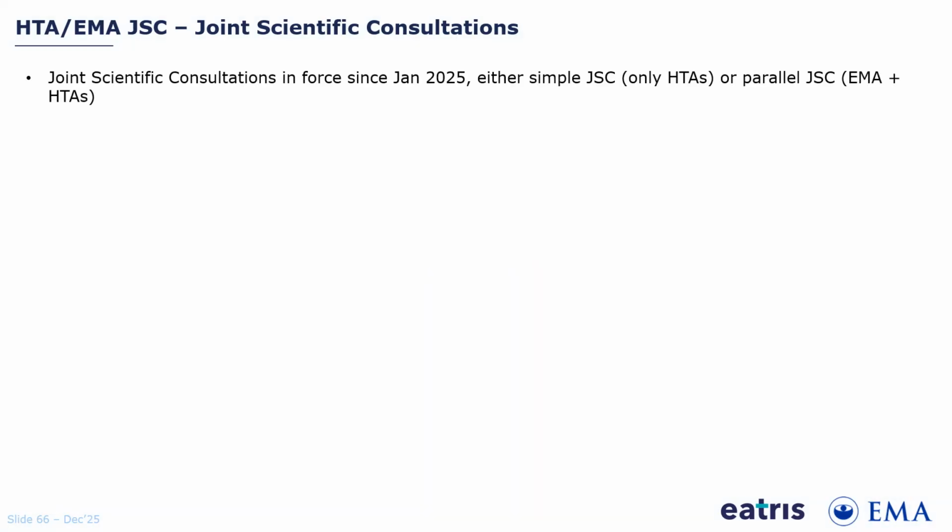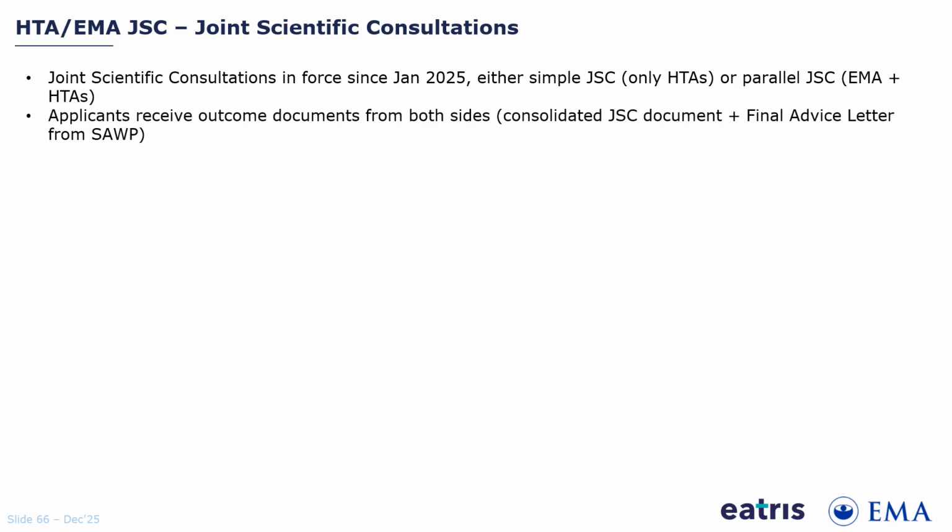Since January 2025, applicants can request two types of joint scientific consultations, JSCs, either a simple JSC, involving only HTA bodies, or a parallel JSC, which brings together the EMA and the participating HTAs. At completion of a parallel JSC, applicants receive outcome documents from both sides, a consolidated JSC outcome document reflecting the HTA's position, and a final advice letter from the SORP adopted by the CHMP from EMA.